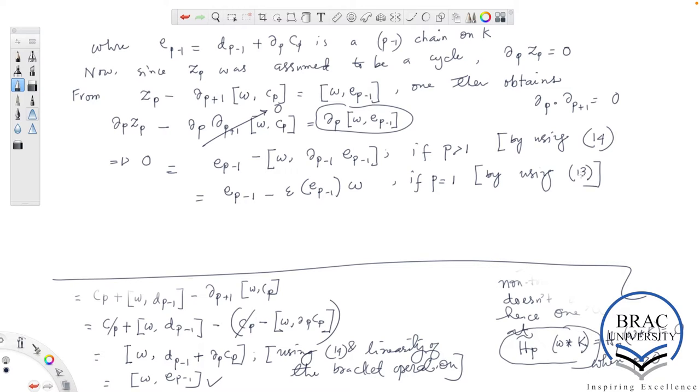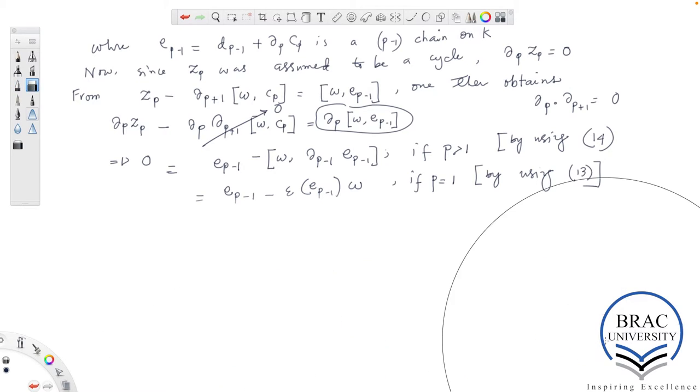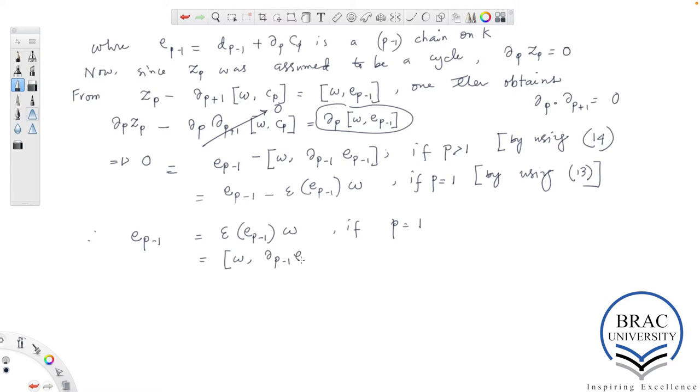Okay. Therefore, E sub P minus 1 is equal to epsilon, the augmentation map acting on E sub P minus 1, times W if P is equal to 1, and is equal to the bracket between W and del P minus 1 E sub P minus 1 if P is greater than 1. We number this by 15.